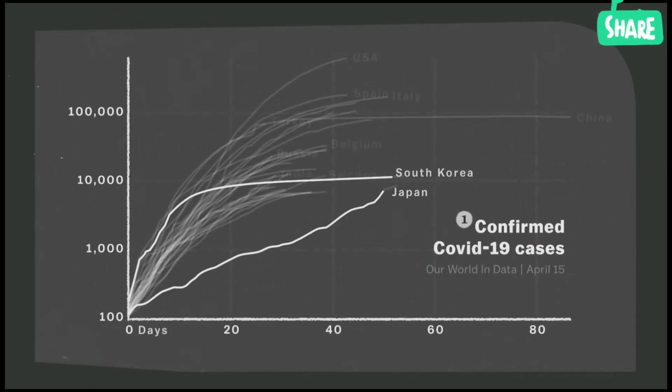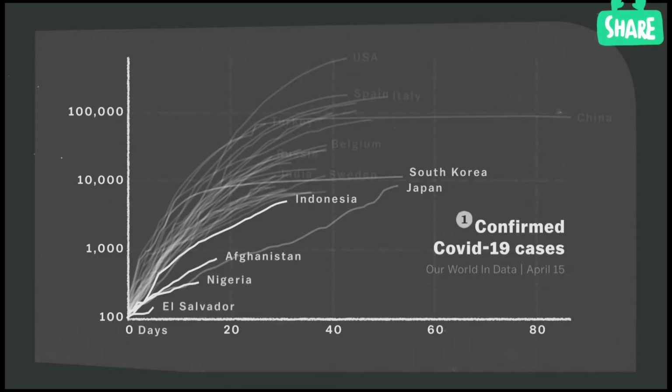It's a good reminder that we can't understand case data without some sense of the testing levels, and that's especially true for lower-income countries where we know their testing capacity is limited.